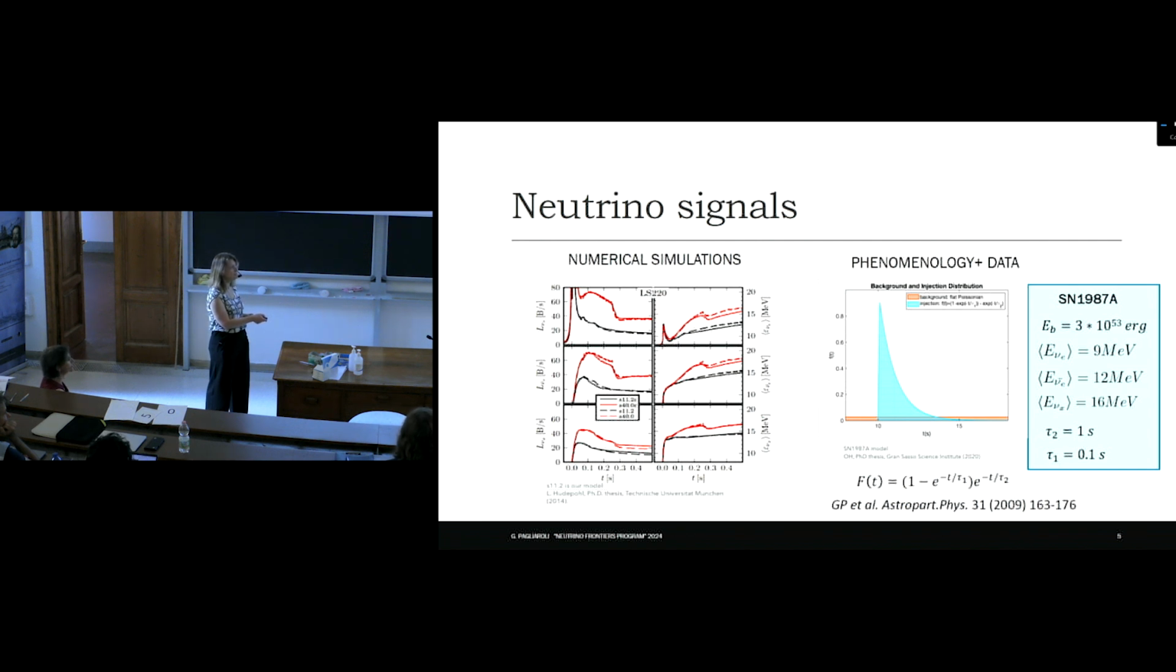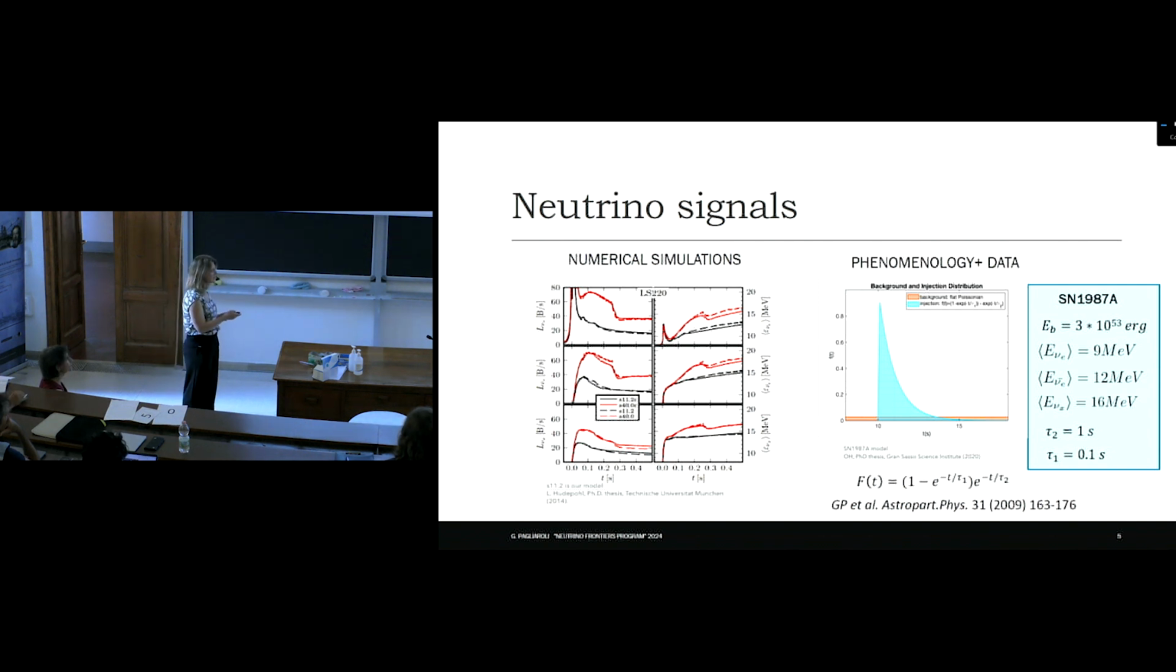And these 2 time scales are fitted on Supernova 1987A data, and we found this best fit value: the rising time is 0.1 second, and the decay time is 1 second. And then these are the average energies that we obtain by the fit of Supernova 1987A data for the different flavors, assuming normal mass hierarchy, and this is the total binding energy. So we use both in order to cover, if you want, the uncertainty that we have also in the neutrino sector in terms of emission model. Of course, you can use other models, but I will show you that this is not really important in this discussion because neutrino detectors are very efficient.